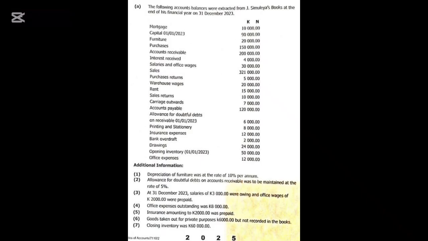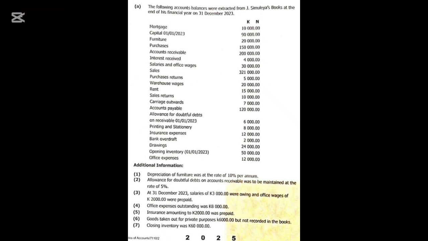Question 4a reads, the following account balances were extracted from the books of J. Simlayers at the end of his financial year on 31st December 2023. So we have the following balances which are here. The question is asking us to prepare the income statement for J. Simlayers accounts showing the cost of goods sold, the gross profit and the net profit clearly. That is question A. Then question B is saying prepare the balance sheet.